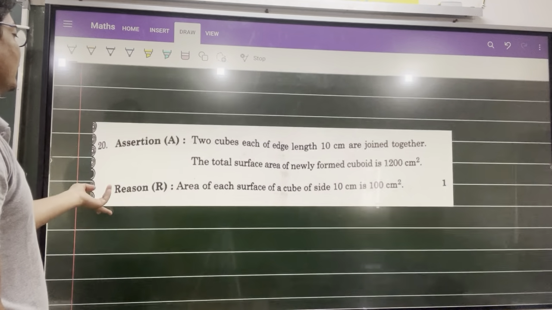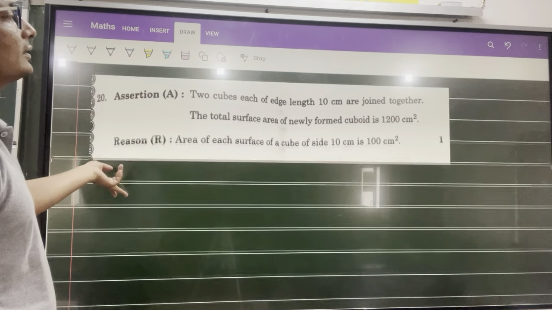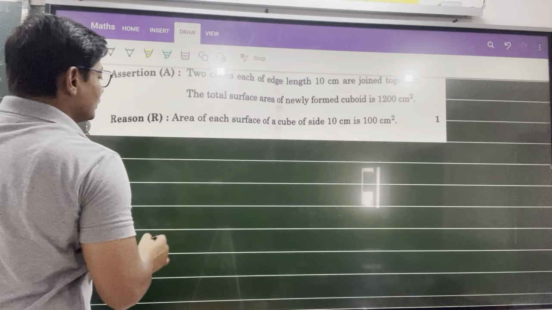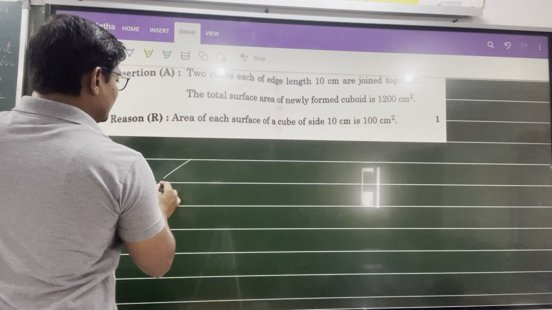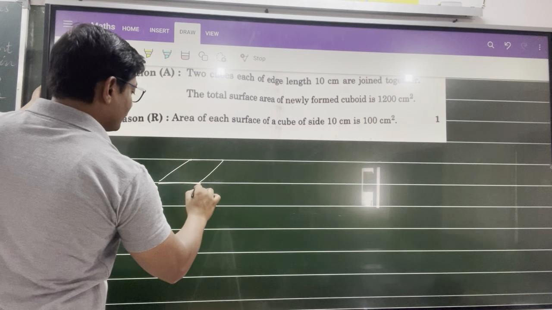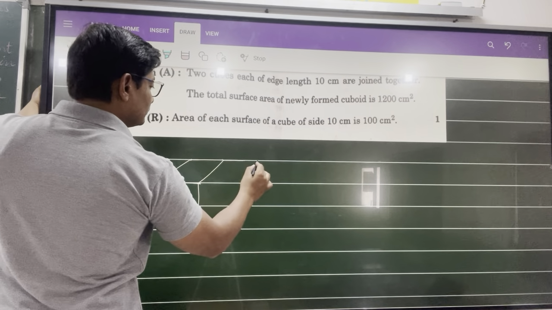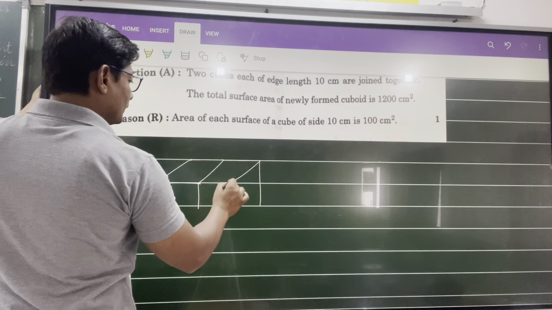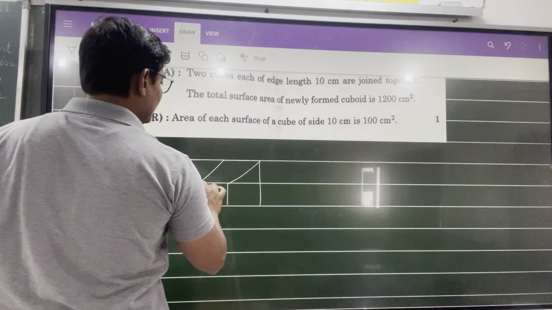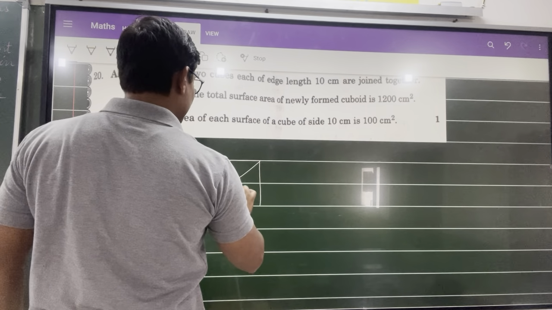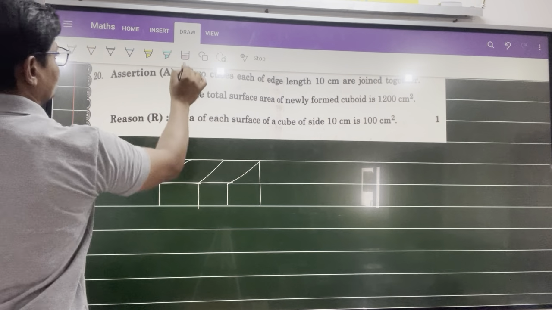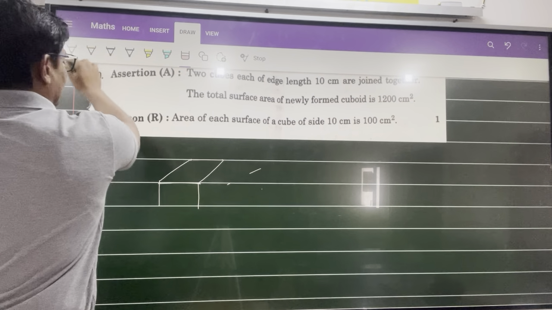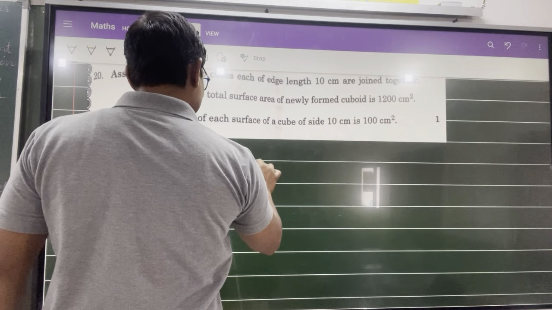Okay, fine. Then the second question is assertion: two cubes each of edge 10 centimeter are joined together. So 10 centimeter side cubes are joined together. So let us try to draw the diagram to have that clarity. So two cubes of the sides are joined together. Therefore here the length would become double. The length of the two cubes would become double here.